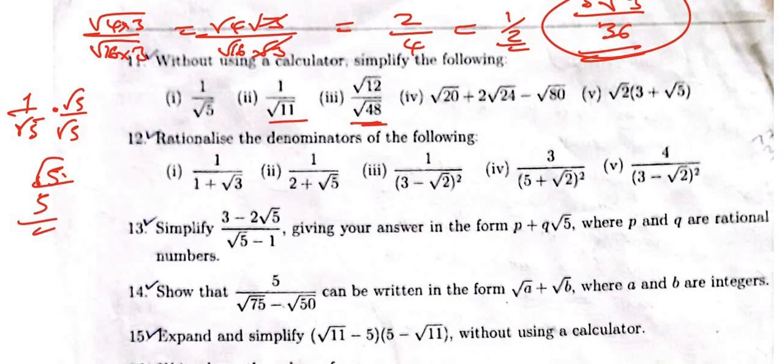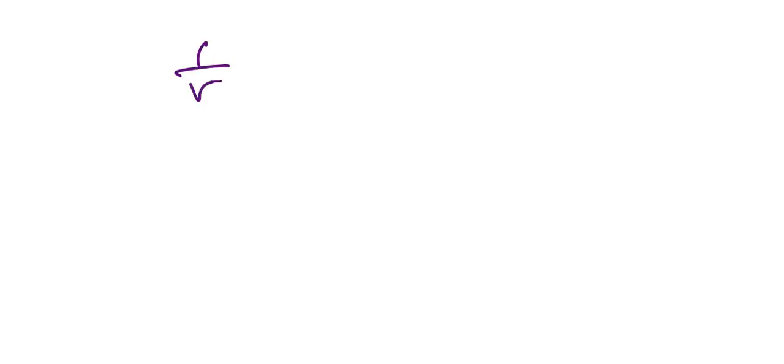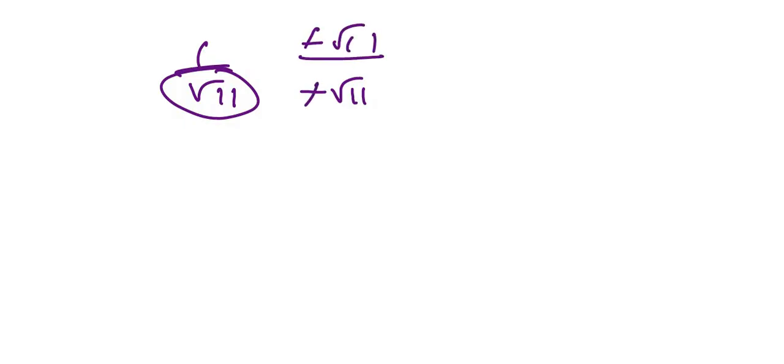So if it's alone, the conjugate is itself, the same guy is the conjugate. But if it's attached with something, the conjugate is changing the sign in the middle. So if it's 1 over root 11, the conjugate is just root 11, because even if you add a negative, the negative will still cancel. Negative and negative there.